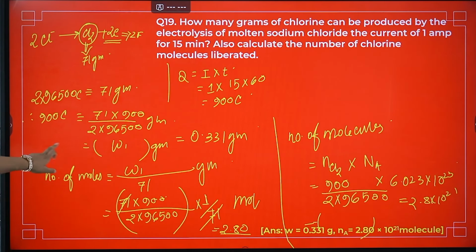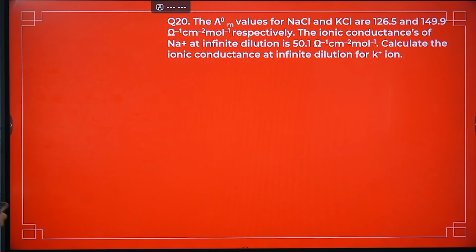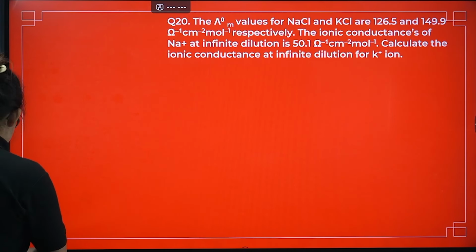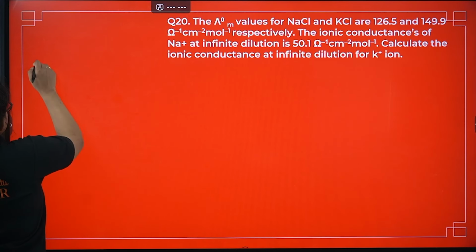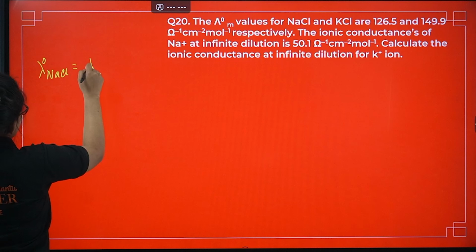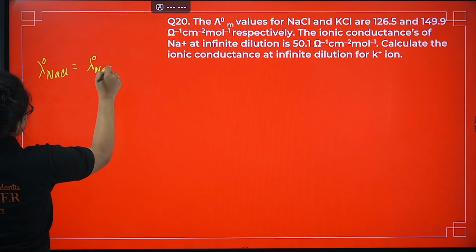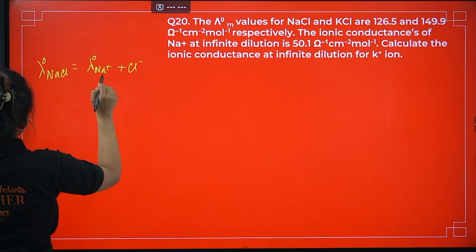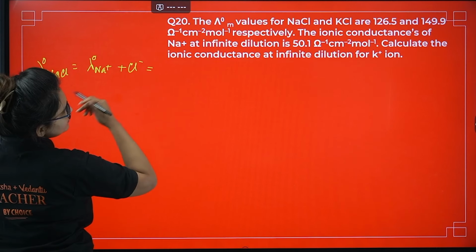Let's go ahead. The lambda m0 values of NaCl and KCl are given. The ionic conductance of Na plus at infinite dilution is also given. Calculate the ionic conductance at infinite dilution for K plus ion. That's an easy one. See, lambda 0 of NaCl is going to be lambda 0 of Na plus plus Cl minus. How much is it given?